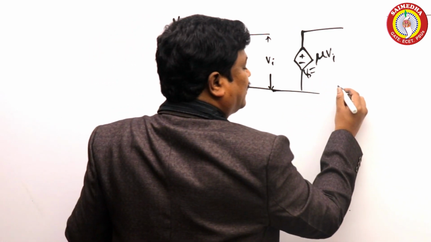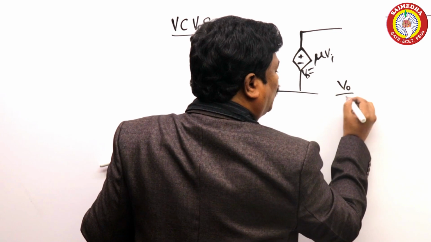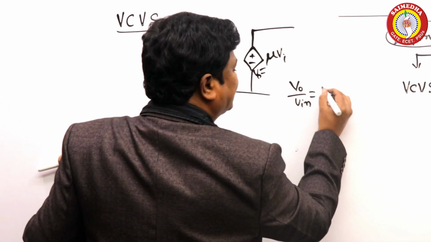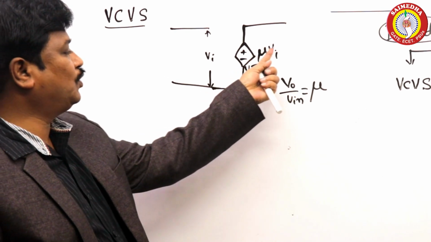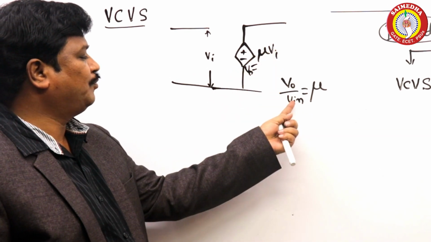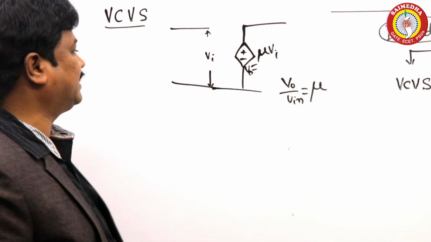Generally, output voltage by input voltage is the voltage gain. It can be denoted with the symbol mu. That's why the output voltage is mu into Vi.